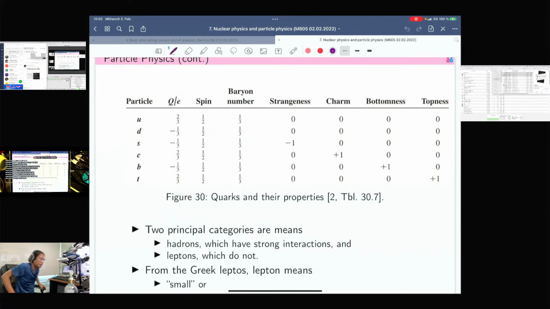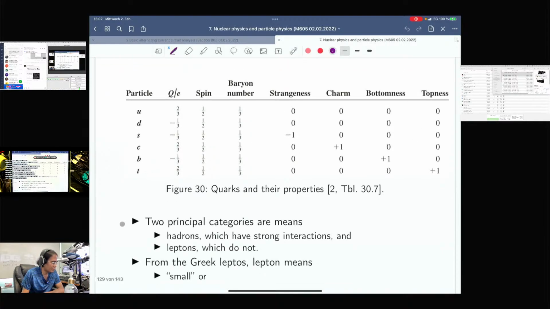All right, let's go further. That's the whole thing in this table, which is taken from book number 2. If you go into the detail of the quark particles, you would see that. So what is the benefit of considering the strangeness number, charm number, bottomness? We will consider the conservation of these numbers later. That's why we need to be familiar with the charm number, bottom number, top number, strangeness number.